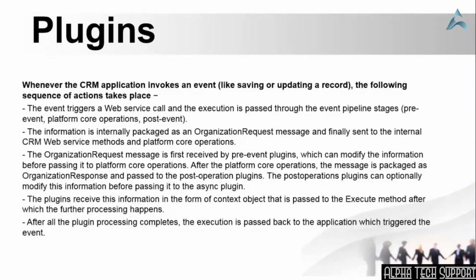Now let's understand what sequence of actions takes place whenever an event is invoked. Whenever a CRM application invokes an event like saving or updating a record, the following sequence of actions takes place. The first one is that the event triggers a web service call and the execution is passed through the event pipeline stages, that is pre-event, platform core operation and post-event. So basically whenever an event triggers a web service call, the execution is passed through an event pipeline.